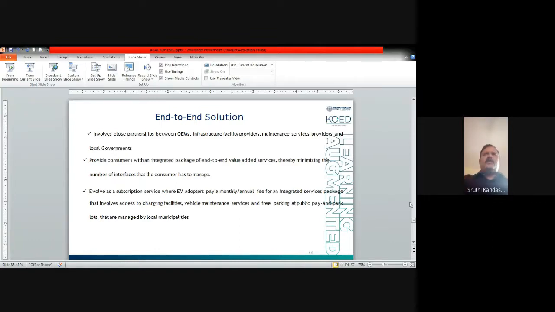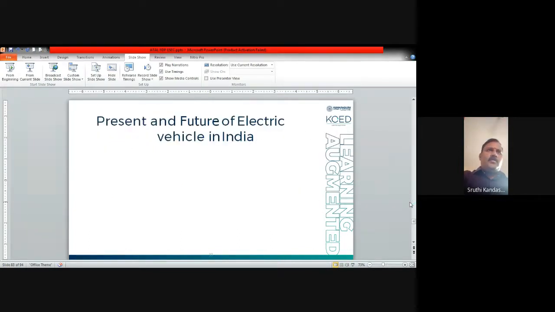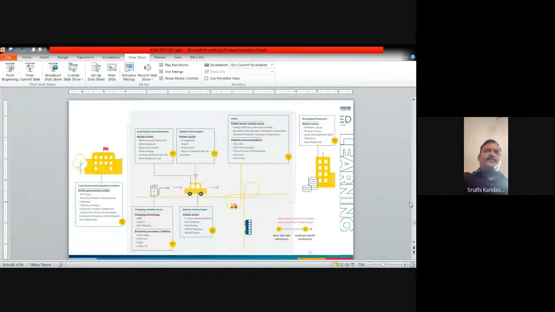Present and future of electric vehicle technology in India. Government, regulatory bodies, automotive manufacturers, digital technologies, the charging infrastructure, battery technology, users, public sector market, mobility service provider, market action. So these are all the players for development of the EV into the market.